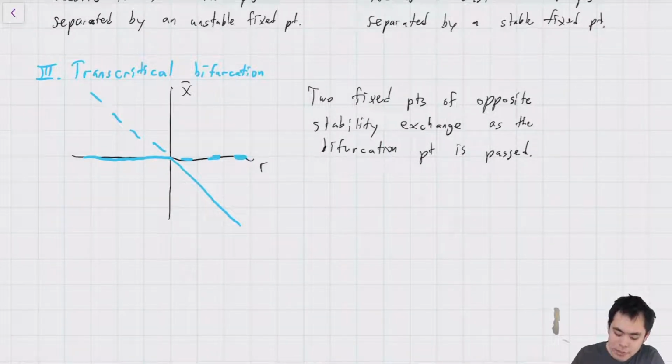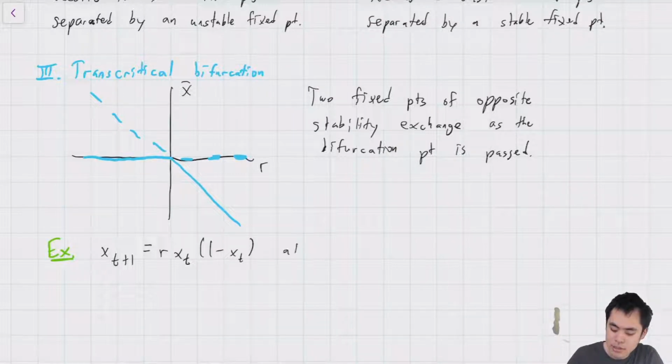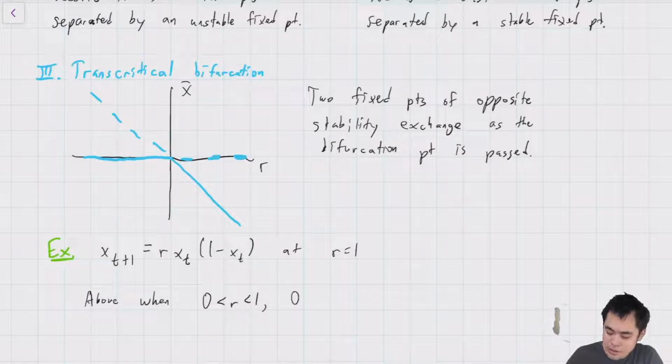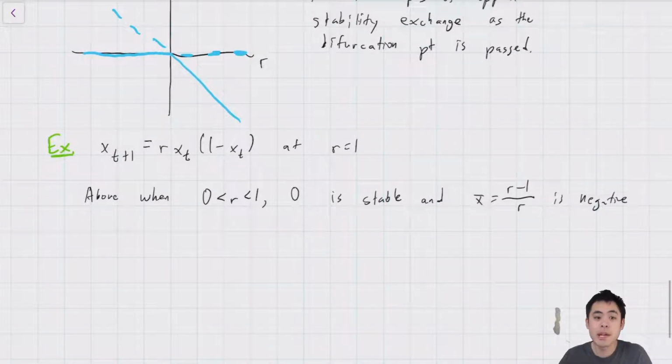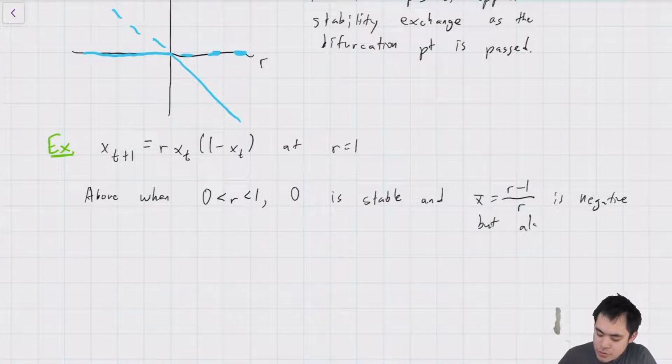And so we saw an example of this earlier in the discrete logistic equation, x sub t plus 1 is equal to r x sub t times 1 minus x sub t, at r equal to 1. So above, when 0 is less than r is less than 1, 0 is stable, and x bar is equal to r minus 1 over r is negative. We don't normally plot it when we're looking at biological systems, but you can analyze these difference equations as mathematical objects, and it is unstable.